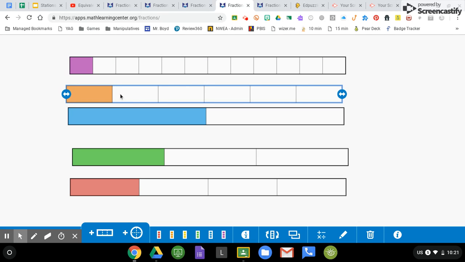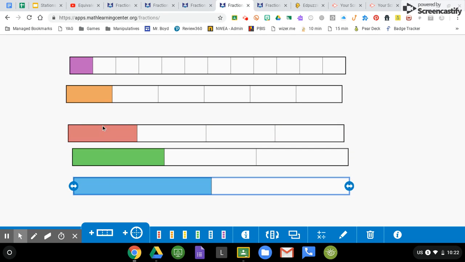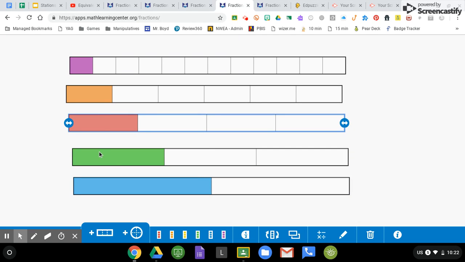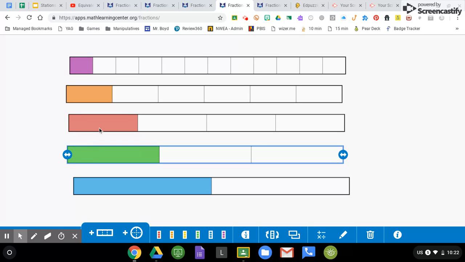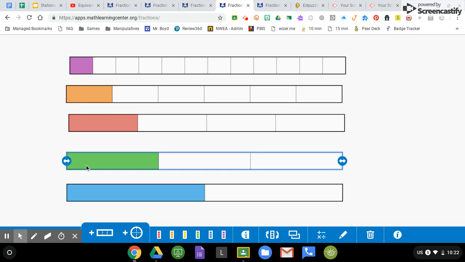Alright. Now, what's the next smallest piece? Well, looks like a cut between orange and red, so let's move them closer here together to see. Oh yeah, orange has it now. Then comes red, then green, then blue. They're in order. Least to greatest, smallest to biggest.